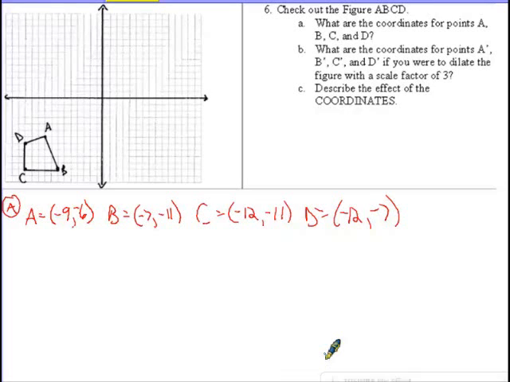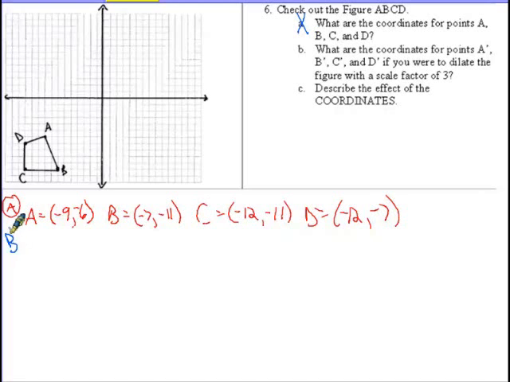Right, so here we go. Going to go over number 6. What are the coordinates for points A, B, C, and D? And you see I've got them written down. I've reused this figure like this third time, so we're done with A. Check back, or you can pause the recording to check your answers on this.